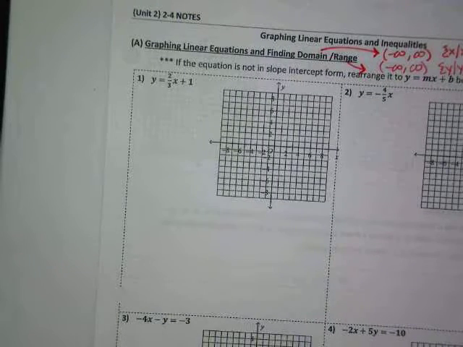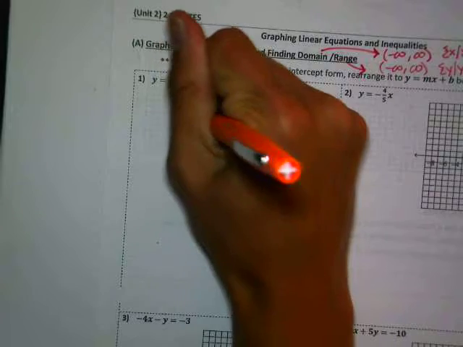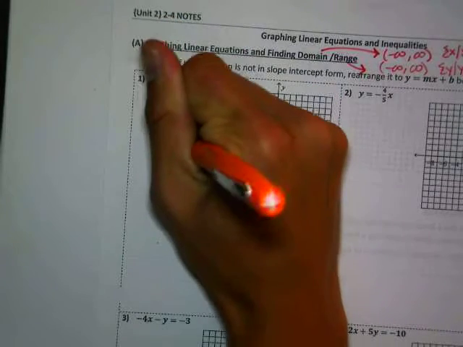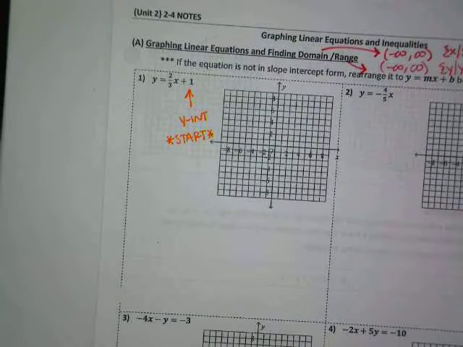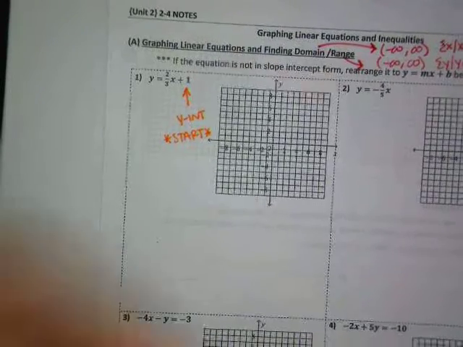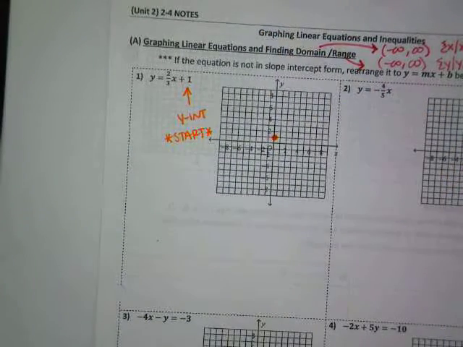Alright, so these are in slope-intercept form. In slope-intercept form, the second number is your y-intercept. That is where you're going to start your graph. So on the y-axis, we're going to start at 1. So I'll put a point at 1.